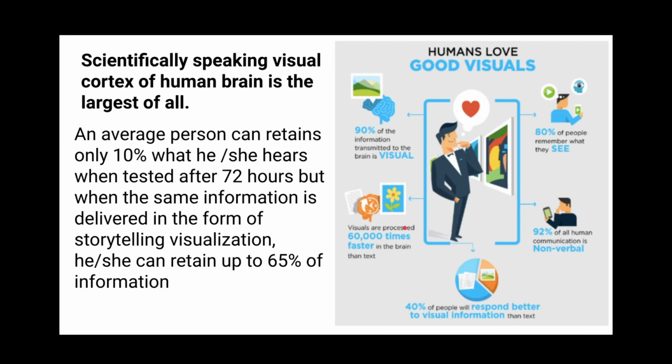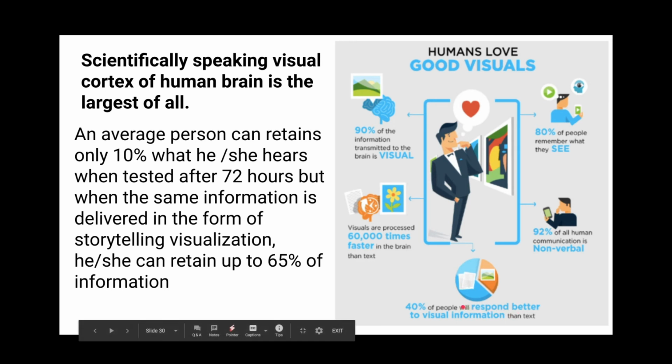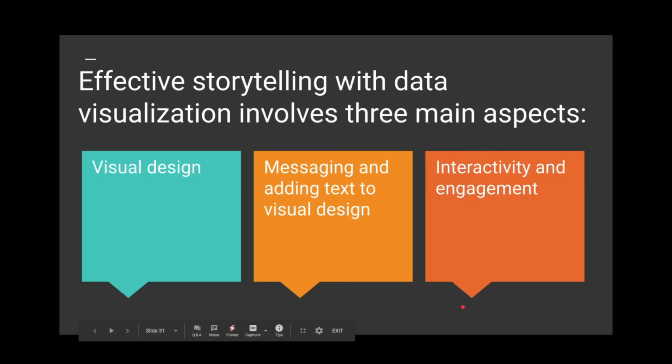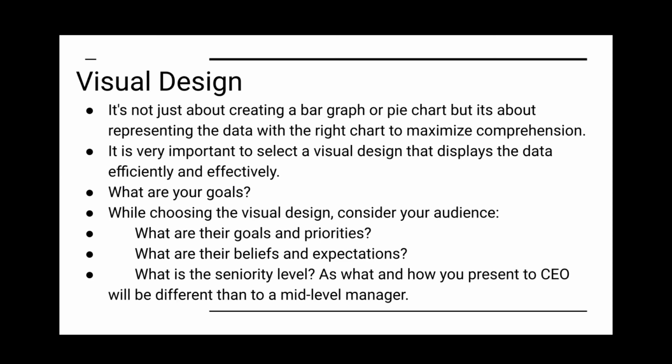Visuals are processed 60,000 times faster in the brain than text. And 40% of people will respond better to visual information than text. Effective storytelling with data visualization involves 3 main aspects: number 1 is visual design, number 2 is messaging and adding text to visual design, and number 3 is interactivity and engagement. Now, let's go through all these main aspects one by one.